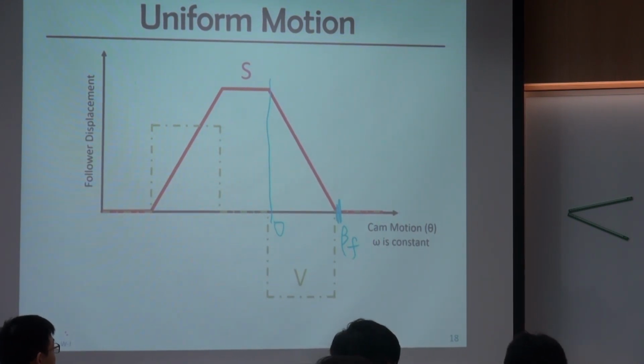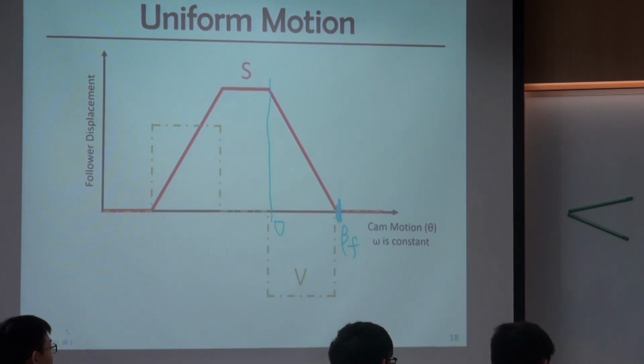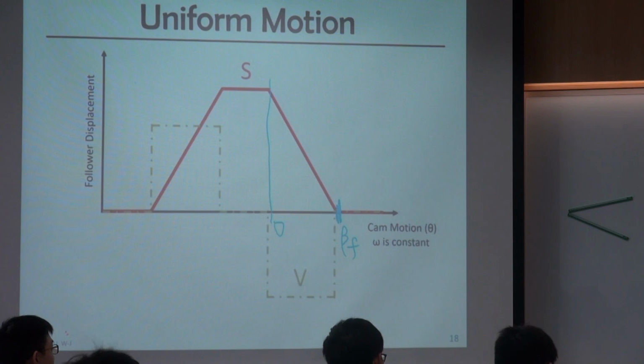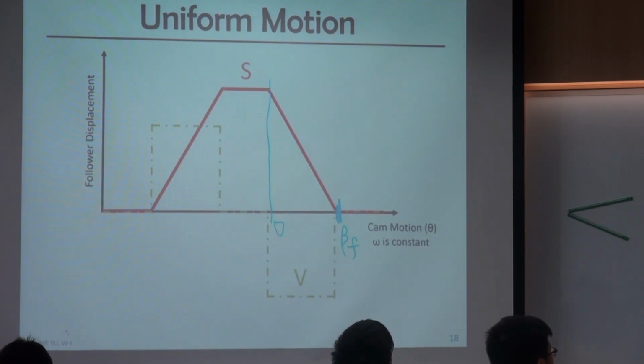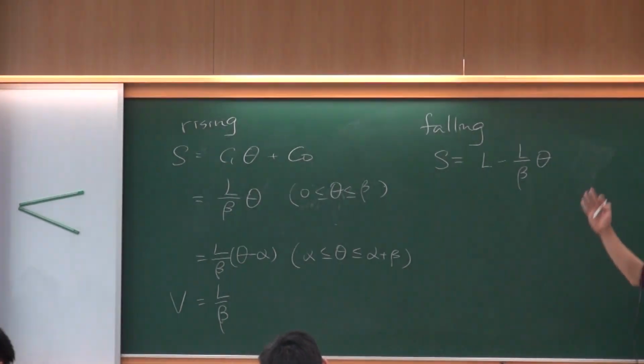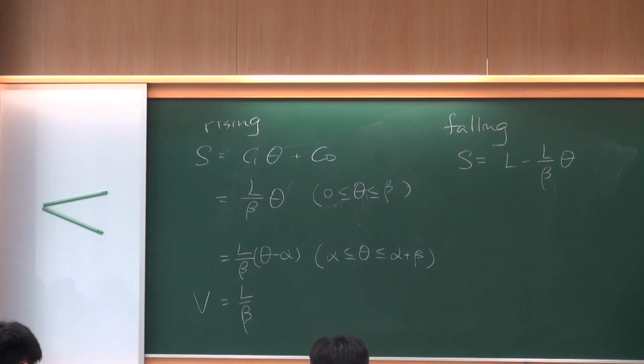So if I change in this way for the fallen part, the S will become L minus... it will be changed this way. So previous, for this term, there's a plus sign here, but there's no sign here, so it means it's positive. But right now, because it's a down slope, there should be a minus sign to represent the slope for this curve.